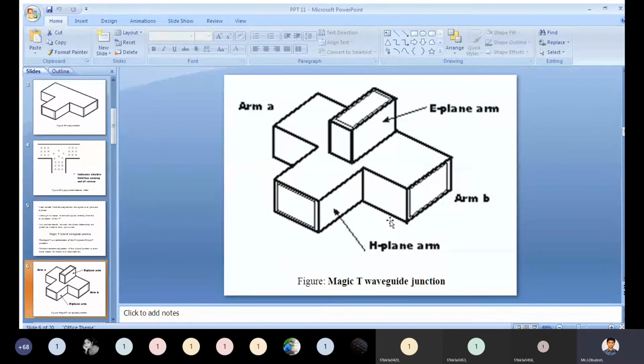The same scenario you need to apply here also. When a signal is applied to the H plane arm, no signal appears in the E plane arm, and the two signals appearing at the A and B arms are 180 degrees out of phase with each other. You need to remember these 2 points from the magic T waveguide junction. We already discussed these 2 points. I'll show the diagram also for this.